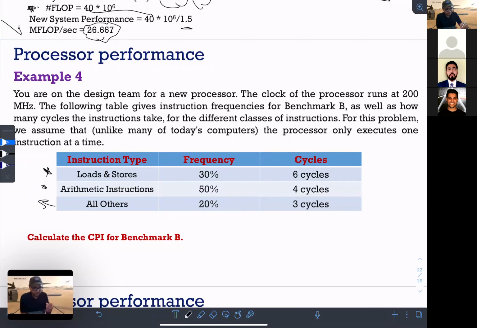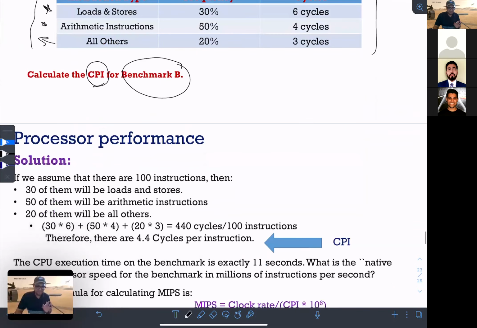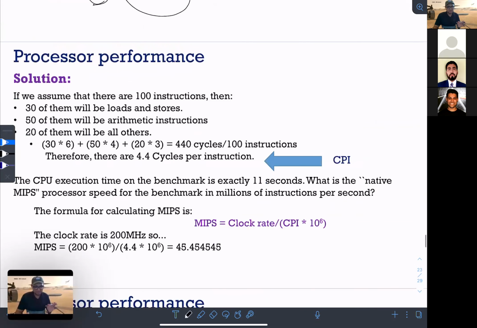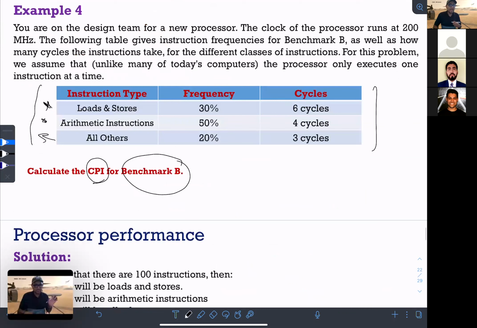Calculate for me the CPI for the benchmark. Make this table. Straightforward, right? It's not very hard. The solution is the following. I can assume, to make it easy, that I have a program running 100 instructions. So my program is running what? 100 instructions. This is my assumption, by the way. If you make any assumption, it will work. That makes sense? But I made it 100 to be easy.